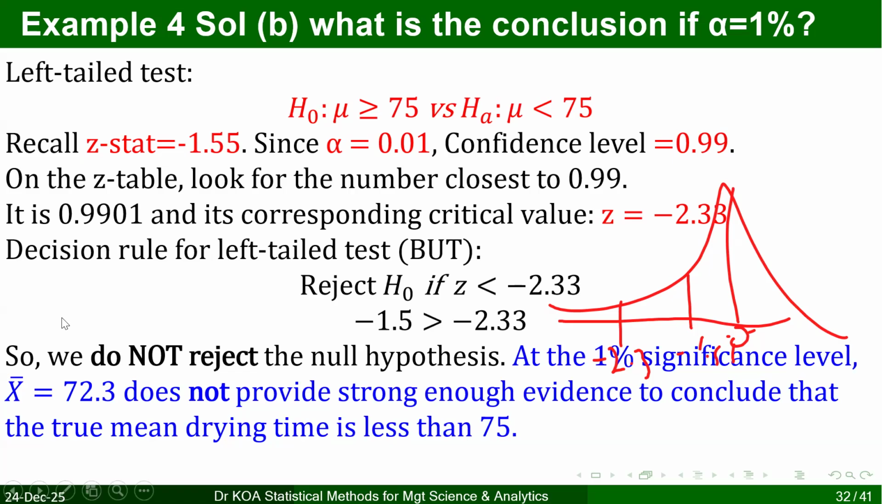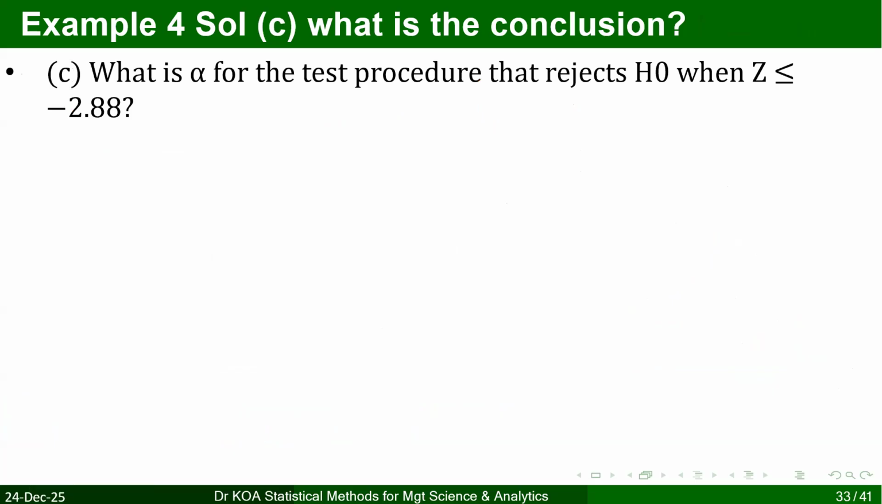So that is the first part to this. Okay. The next part is, what is the alpha for the test procedure that rejected the null? So we are given a different value. What is the alpha? We simply want the alpha. In other words, yes, Emily.